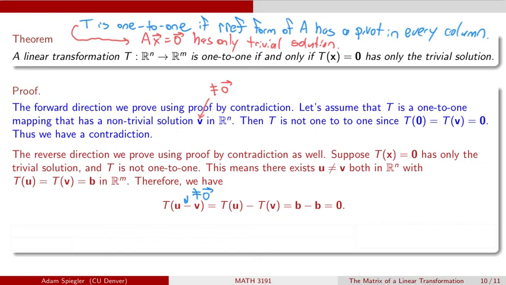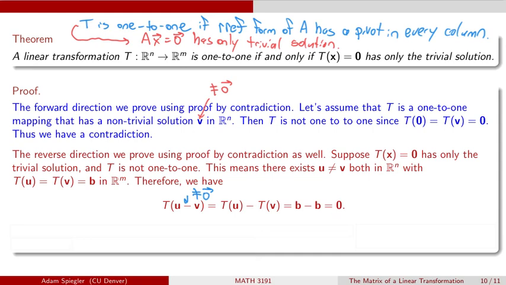T of v. And we assumed that we have two different vectors, u and v, that have the same image in the codomain. So both of these transformations that apply to u and v both get mapped to the vector b, and b minus b gives us the 0 vector.